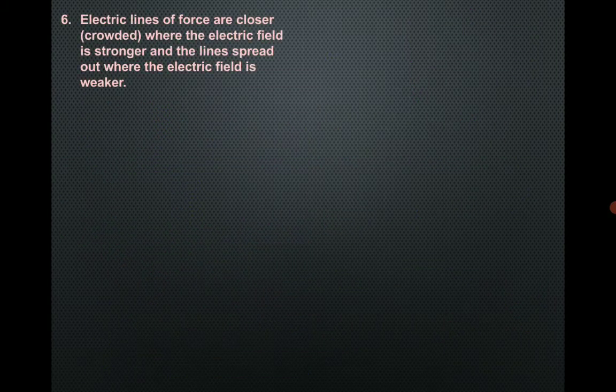Next, sixth property, electric lines of force are closer, or we can say crowded, where the electric field is stronger, and the lines spread out where the electric field is weaker. If electric field lines are closer to each other, then they represent the strong electric field. If electric field lines are rarer, or we can say away from each other, it shows the weak electric field.